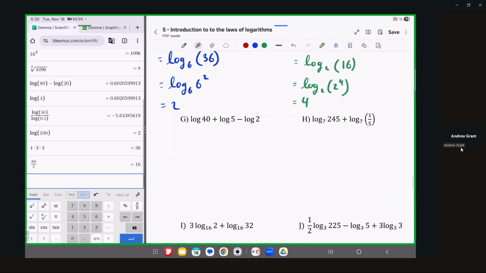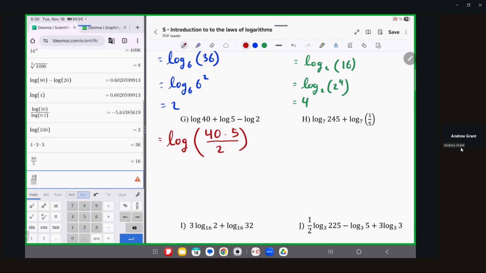Okay. What about letter G? We have log of 40 plus log of 5 minus log of 2. We can actually combine these all into a single step. And so you could write this as log of 40 multiplied by 5 divided by 2. And so if I take 40, multiply it by 5, divide it by 2, I would get 100.